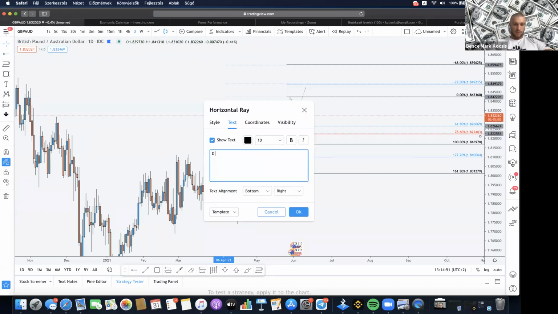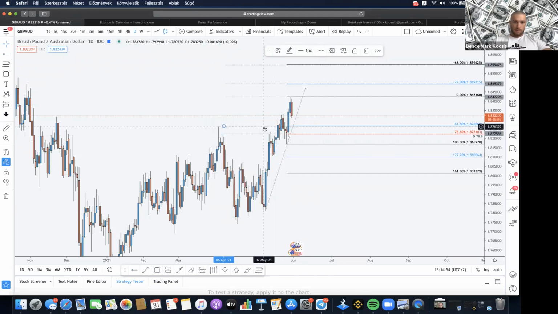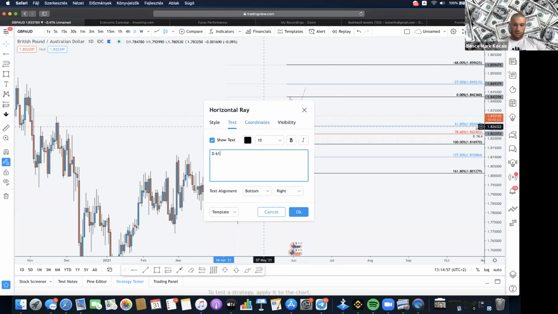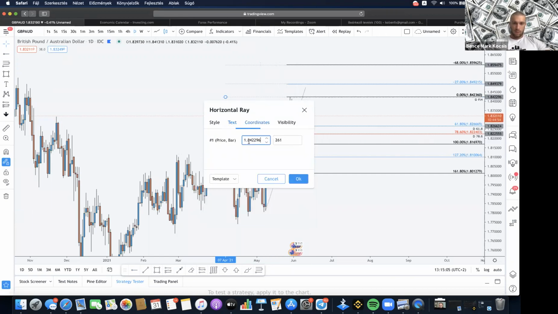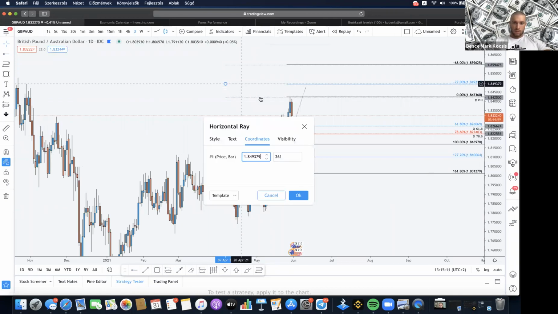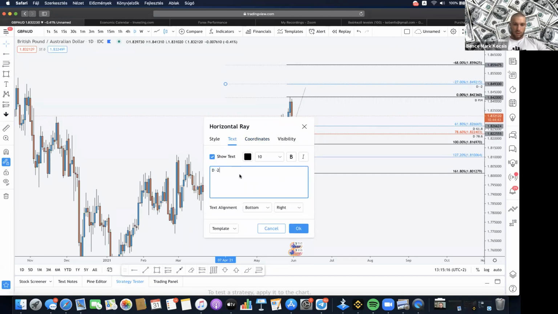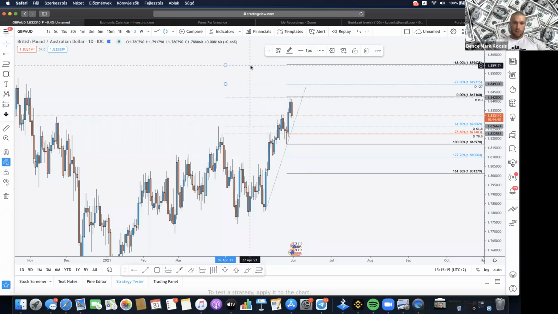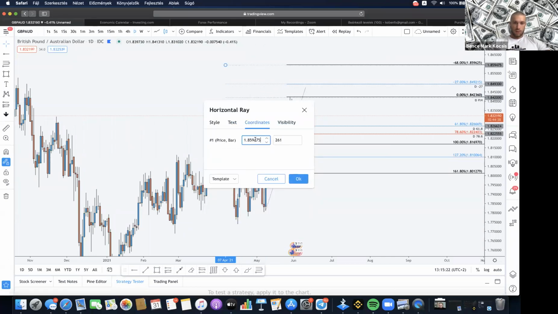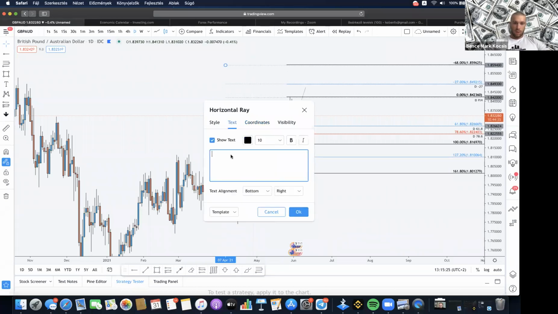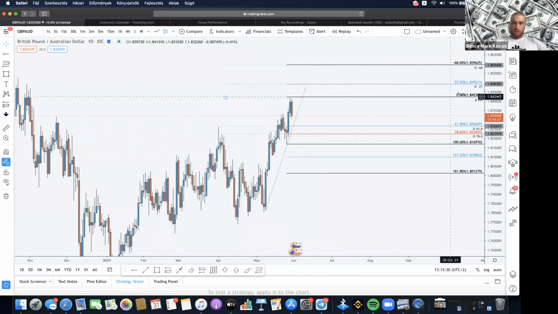So that's the daily 78.60, daily 61.80, daily previous high, daily minus 27. So this will be the new high, and if the momentum is really strong, we are waiting for the daily minus 68. So that's all on the daily.